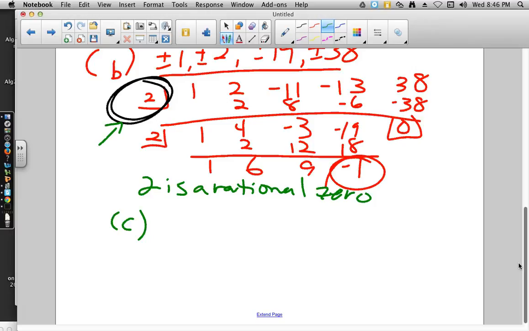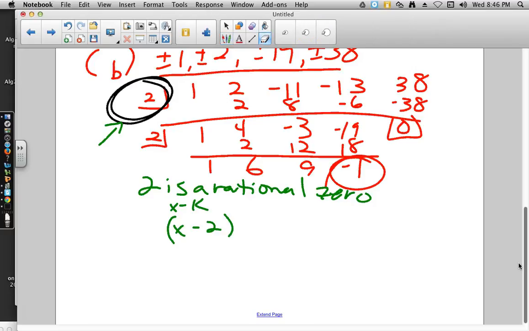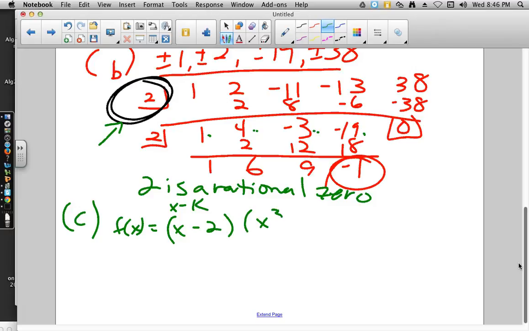Okay, well, if we're using x minus k and we just found k is 2, that's going to be x minus 2. I don't want to lose my notation here. So f of x would equal x minus 2 times what? Well, that's what these were for. Those are our coefficients there. So constant x, x squared, x to the third. This would be x to the third plus 4x squared minus 3x minus 19. And that would be the best we could do with the factored form there.